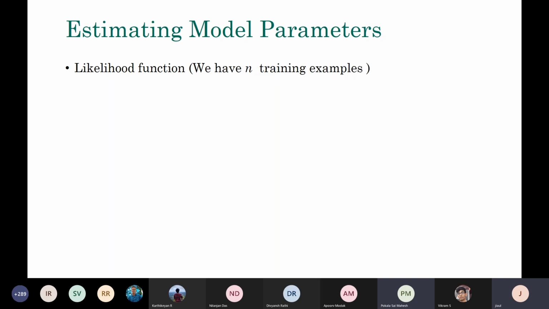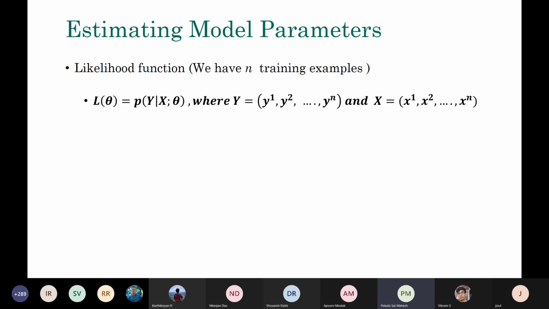So what will the likelihood function look like? Now we have n training examples. You have labeled training data of n training examples, with the feature vectors, and the corresponding class labels of all of these examples are known. That's the setup that I have. From these n training examples, I would like to construct one composite likelihood function. Likelihood function means the objective function, the function that we will have to optimize.